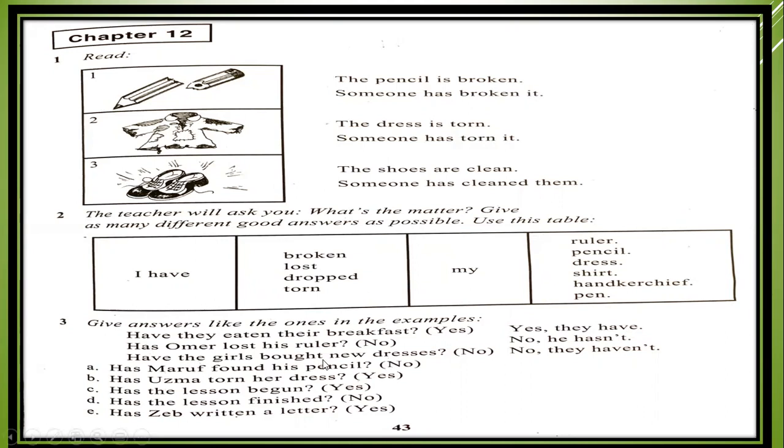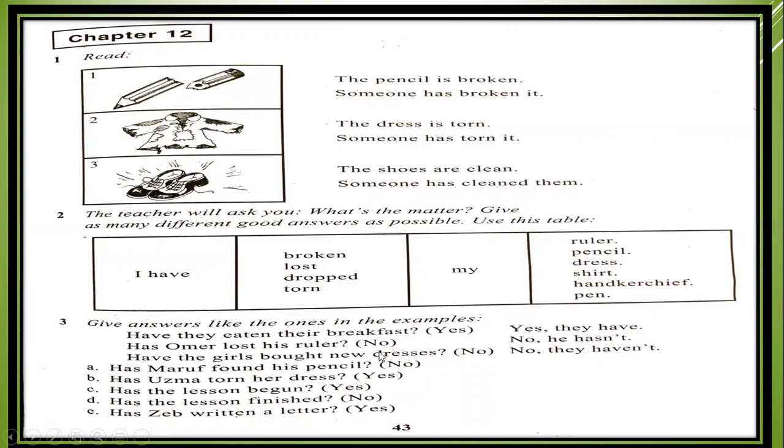See, have they eaten their breakfast? In the bracket, they have already told you that the answer will be yes. So, have they eaten? When the perfect tense is in the question form, then have comes at the start. They have eaten. The simple sentence is they have eaten their breakfast. But when you make it a question, you bring the have at the start of the sentence. Have they eaten their breakfast? The answer should be yes because they have already told you. So, yes, they have. Simple exercise.